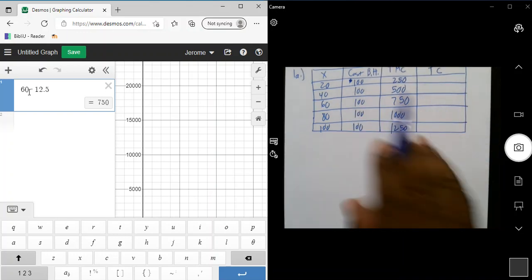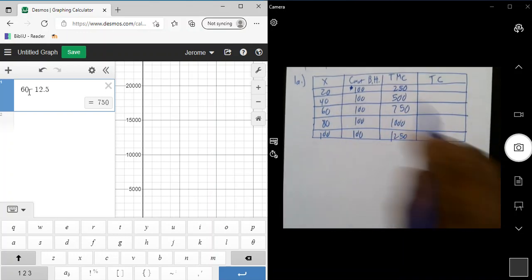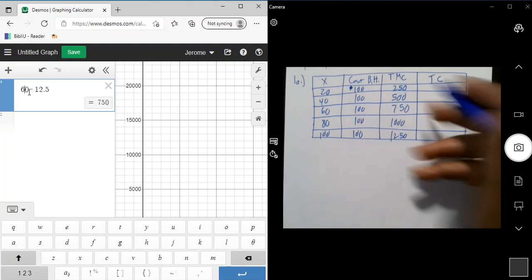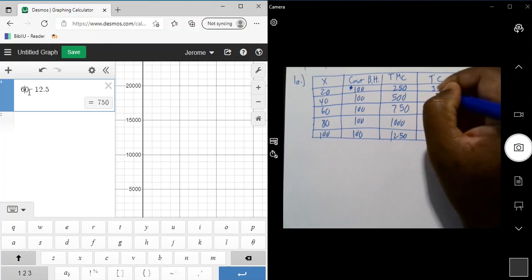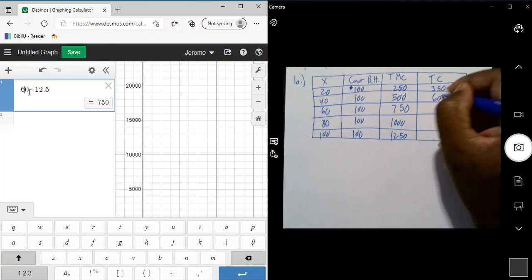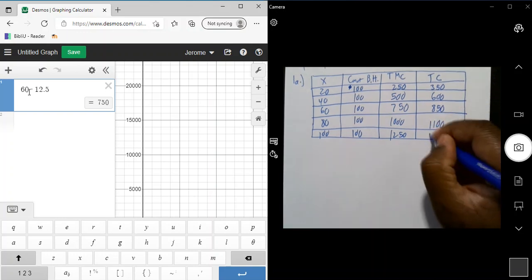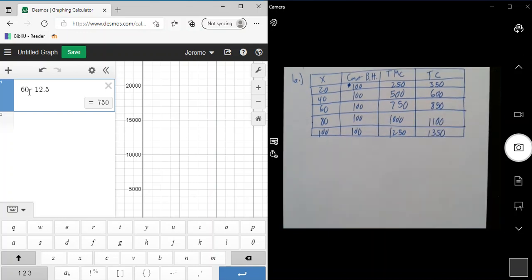Okay, now the total cost, we will add up each one of these rows here, the cost of the banquet hall and the total meal cost. So this would be 350, 600, 850, 1100, and 1350. Okay, so now that will complete the table.